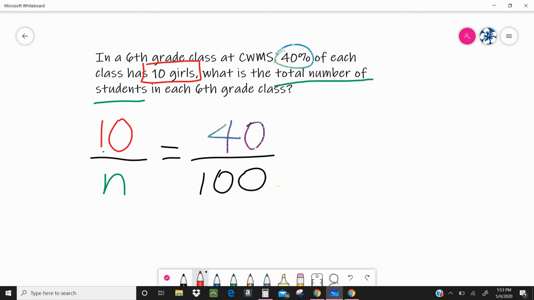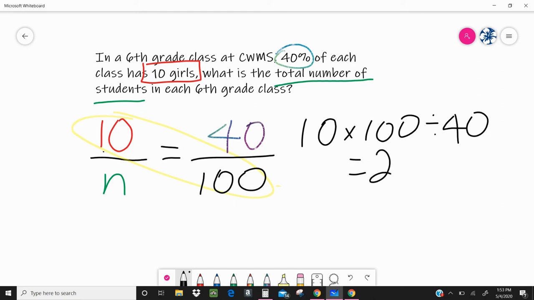And now I know that I can cross multiply and divide if I need to, or I can look and say, 10 times what makes 40, and then what times 4 makes 100, because 10 times 4 makes 40. But again, if we can't see that, let's cross multiply and divide. So we have 10 times 100 divided by 40. And that gives us 25 students in the class. There are 25 students in the class, 40% are girls, and that would be 10 girls per class. All right, I hope you understand how to find all pieces, percent, part, and whole using our proportion problems.